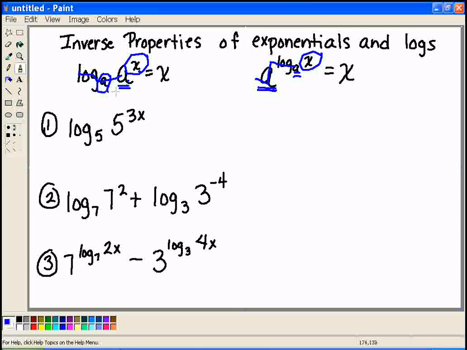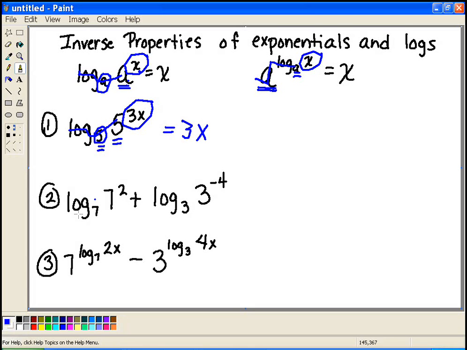All right, so let's put this into action. Here I've got log base 5 of 5 raised to the 3x power. Notice the base of my log is a 5 and I'm raising 5 to the 3x power, so they match. In other words, I have a 5 and a 5, so essentially these cancel out and I'm just left with what's in my exponent. So this would be equal to 3x.